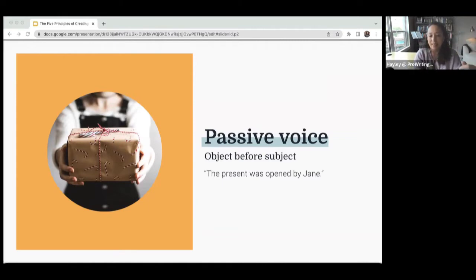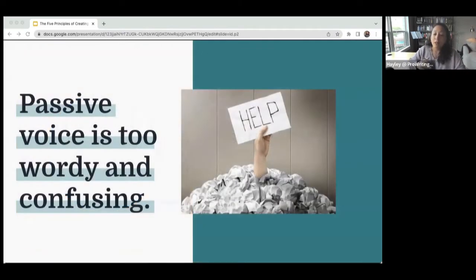So if we go back to that concept that a sentence is like a mini movie, if we read this very, very slowly, the present was opened by Jane, that movie would show the present first, again, like this image does, and then Jane comes in all the way at the end. Now, doing this is often going to get in the way of your reader. Now, obviously, this sentence, the present was opened by Jane, is very, very simple. It's not going to get too much in the way of your reader's understanding. But the longer and more complicated your sentences are, the more passive voice can negatively affect your readers. So passive voice is often too wordy and too confusing because, again, it prioritizes the object of the sentence over the subject of the sentence.